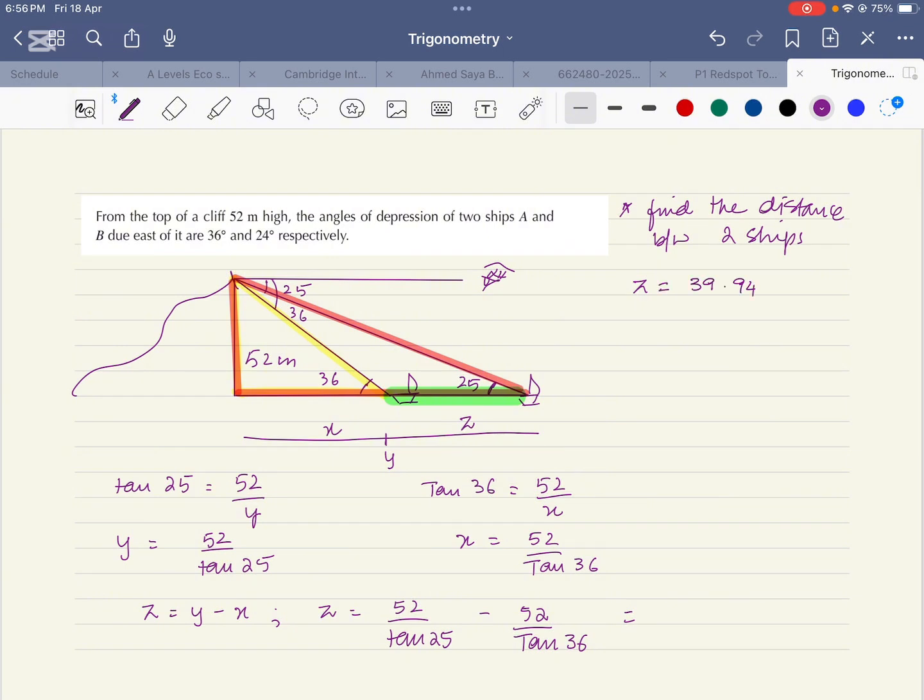So the distance between two ships Z is equals to 39.94. You could have calculated Y separately, Z separately, and then put them in the calculator to find out the difference, but I prefer doing it together so that I don't have to enter the calculated value again in the calculator, as there is a greater chance of making an error, especially for me when I am entering values in the calculator, because it happens with me a lot of times.